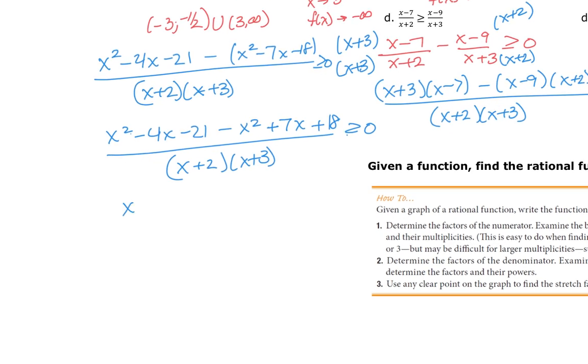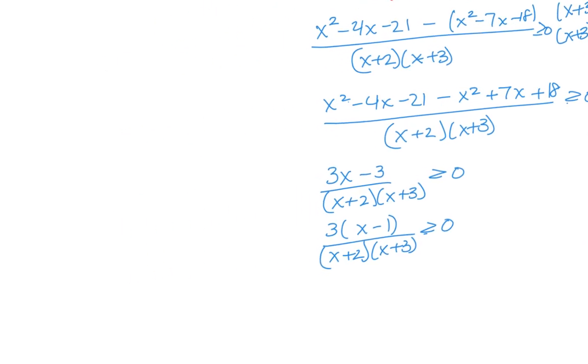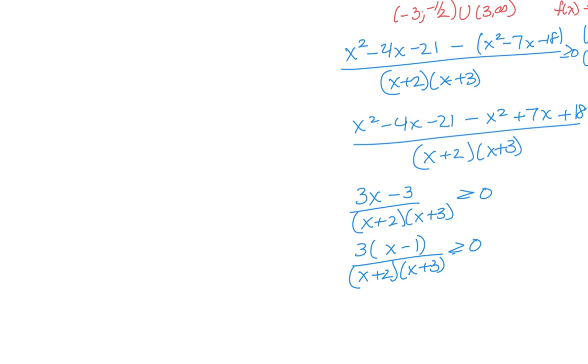So I end up with x squareds canceling, and I end up with positive 3x, and I have a negative 3, x plus 2, x plus 3 is greater than or equal to 0. Factoring out a 3, x minus 1, x plus 2, x plus 3 is greater than or equal to 0. Now I'm ready to do my sign chart.